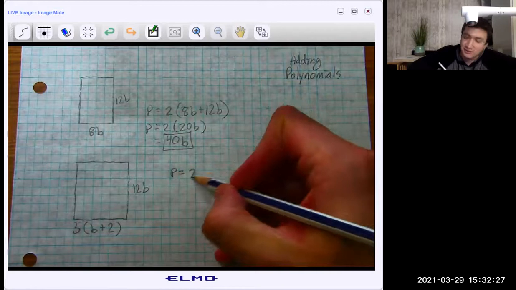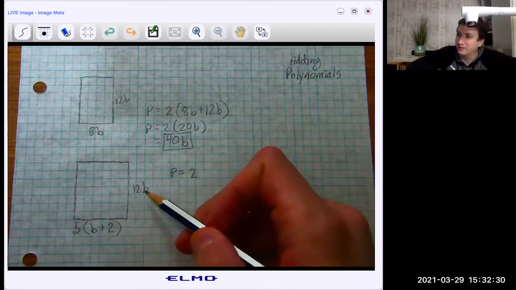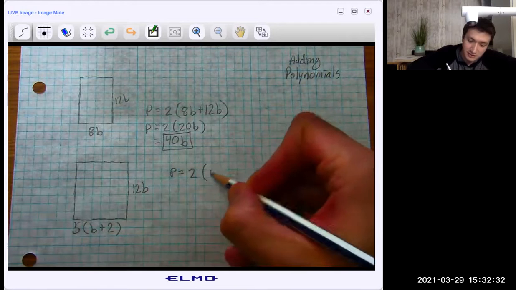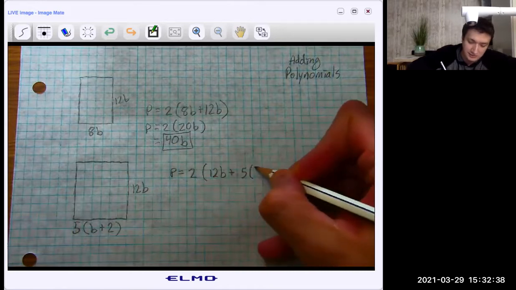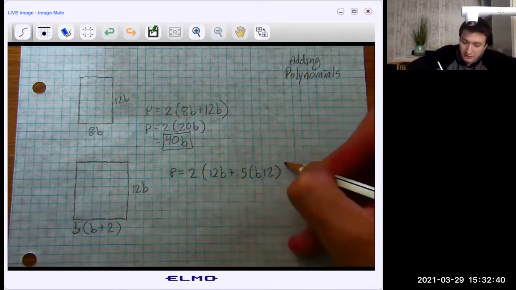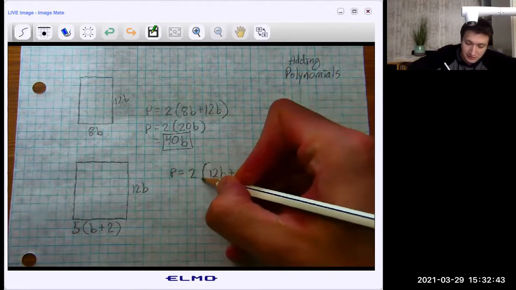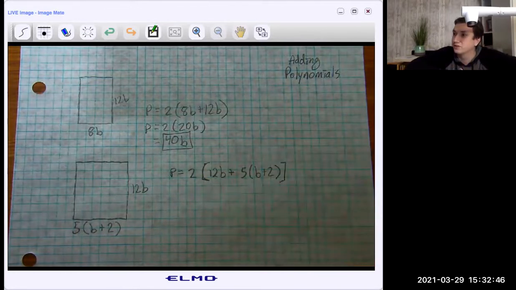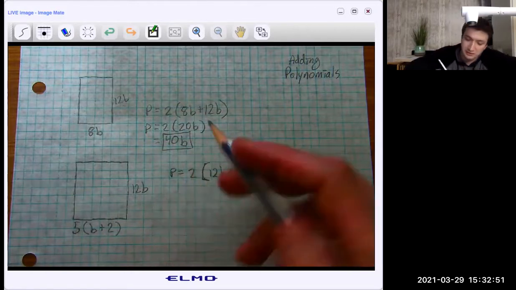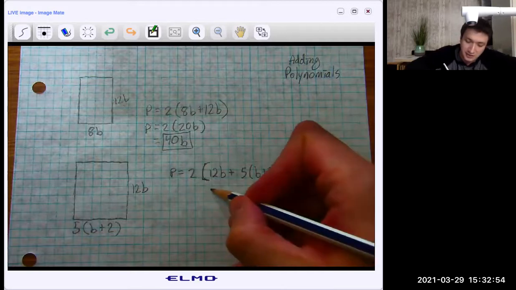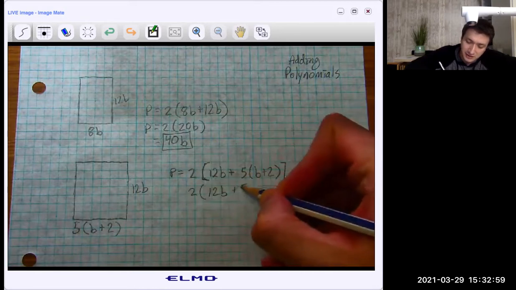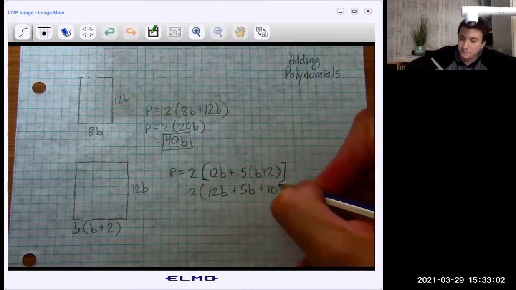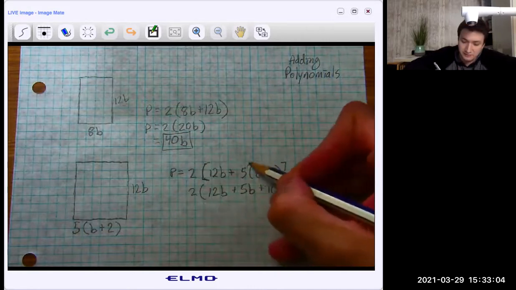So I'm still going to double whatever I get when I add these two sides. So I'm going to add 12b plus, and now over here I have 5 parentheses b plus 2. I have kind of a double parenthesis thing going on over here, so I'm going to change those to brackets. If I add these two together, then that should give me my perimeter after I multiply by 2. So now I go inside my parentheses here. I still have my 2, but now I have 12b plus 5b plus 10. I distributed the 5.